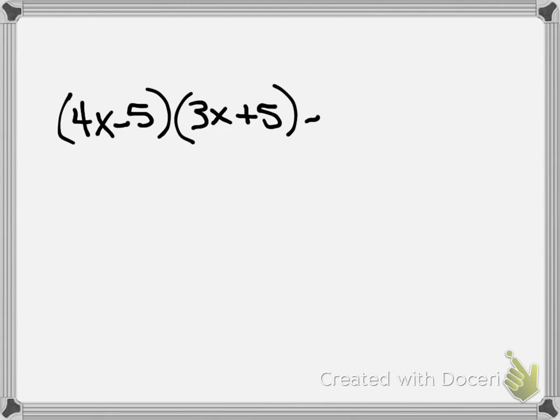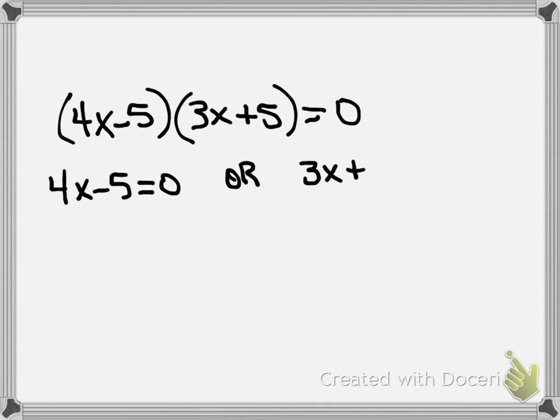So it's already factored. 4x minus 5 times 3x plus 5 equals 0. So either the first piece is 0, or the second piece is 0. Now you solve those two equations and you will get your two solutions, or your set of solutions.